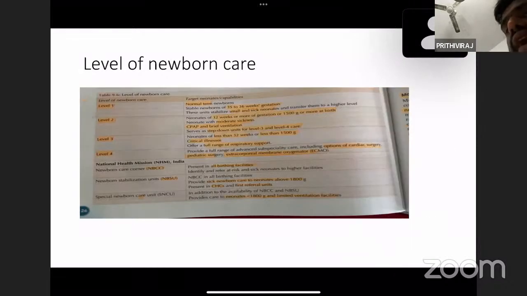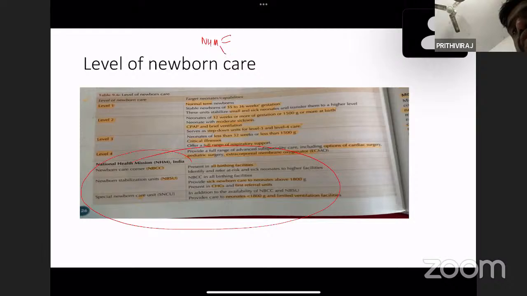Sorry. Yeah. So this is important for you. According to NHM, we have three types of care units you should know: newborn care corner, newborn stabilization unit, and SNCU. Newborn care corner is present in every center, even a sub center or sub health center or your PHC. It must be at every labor room, where the baby will be stabilized, rest, basic NRP will be done, and then if the child is not improving, the child should be sent to the higher facility.